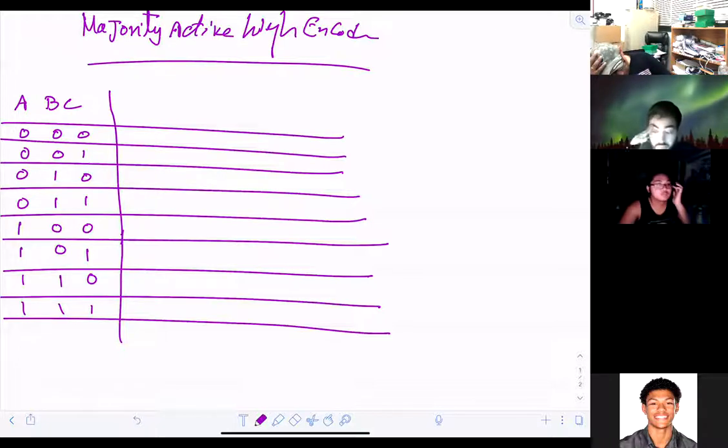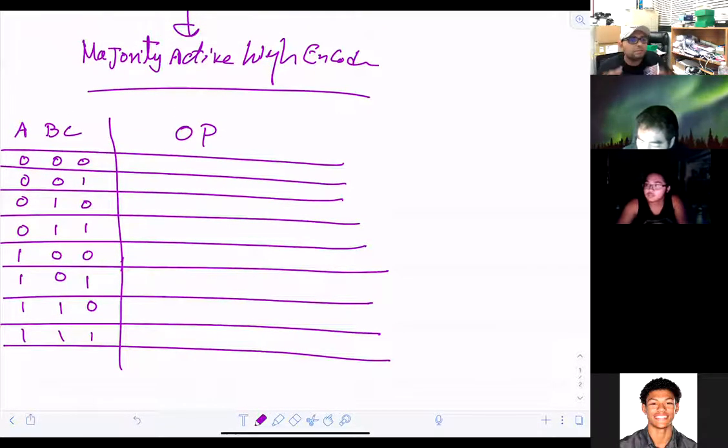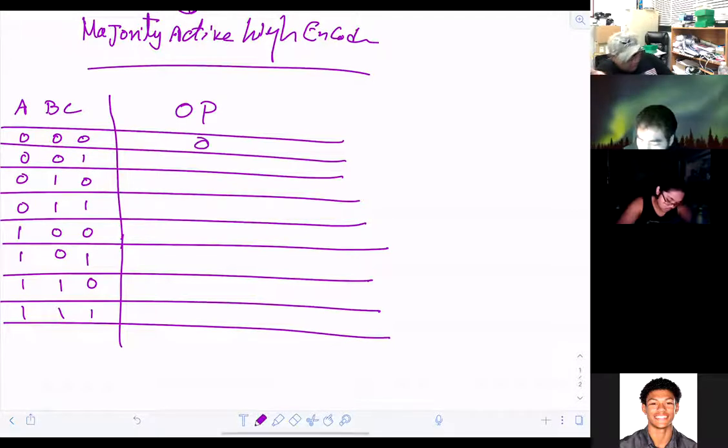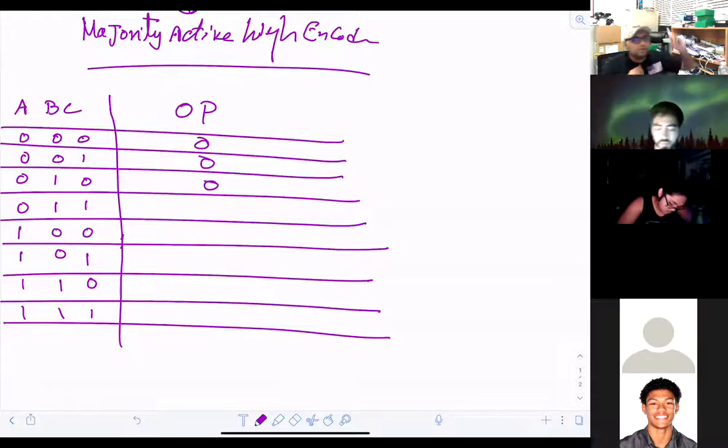Okay. Now I need the output. Let's call it OB. We're going to look at the design state by state, right? And see if it's a majority or not. That makes sense? So now those are 3 zeros. Is there any majority of 1 over 0? No, so it's going to be 0. I have just 1 in front of 2 zeros. So who is the winner? 0. Same thing here. Now I came to the point of two 1s versus one 0. So who is the winner? 1.